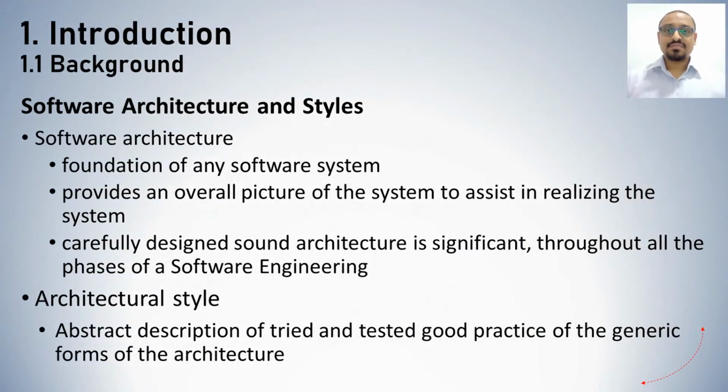Software architecture can be seen as the foundation of any software system, which provides an overall picture of the system to assist in realizing the system. A carefully designed sound architecture is significant throughout all the phases of software engineering. Architectural style is an abstract description of tried and tested good practice of the generic form of the architecture. Architectural styles are utilized to design the software architectures.